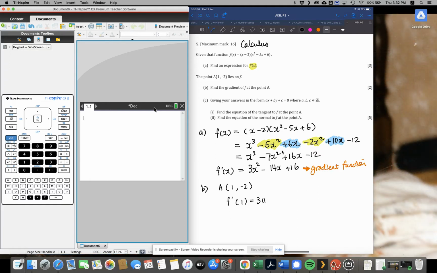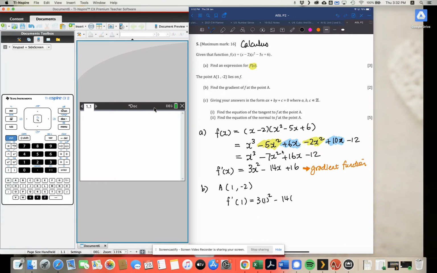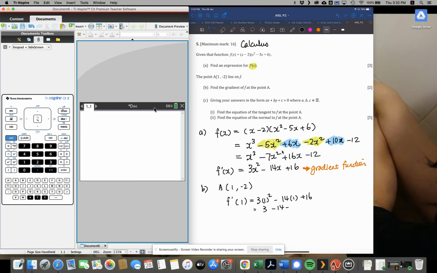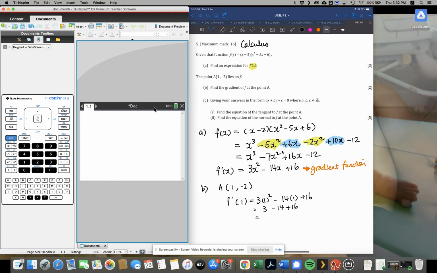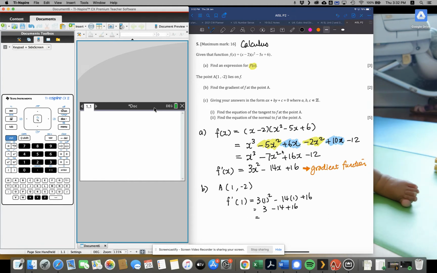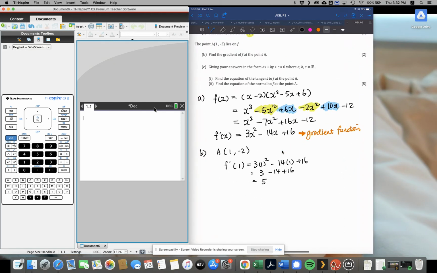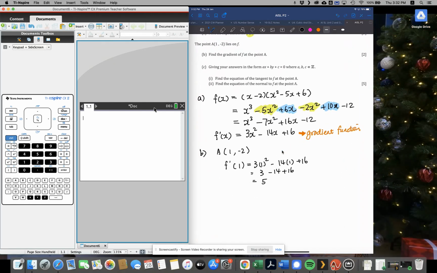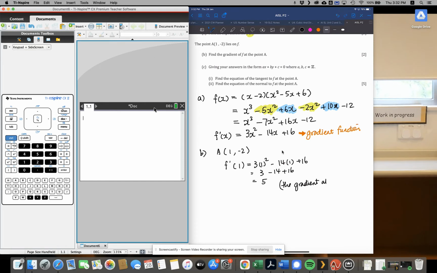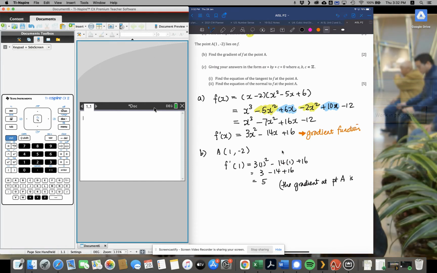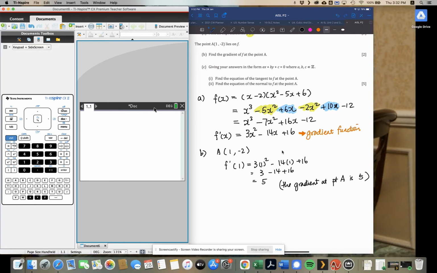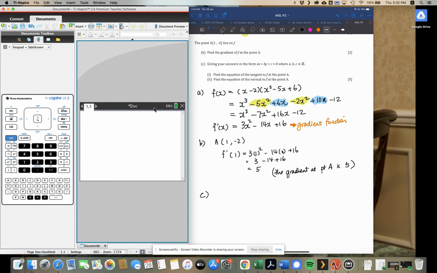So you have 3 times 1 squared minus 14 times 1 plus 16. You have 3 minus 14 plus 16, which is equal to 5. So the gradient at point A is 5. What part is this? Oh, it's just B. Moving on to part C.